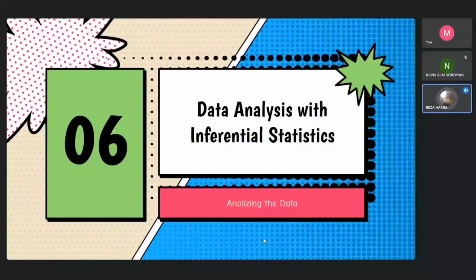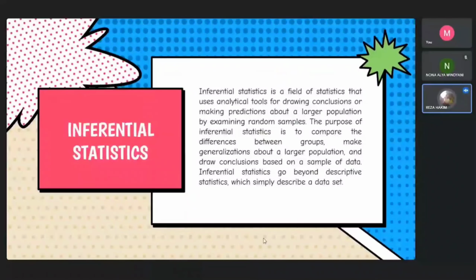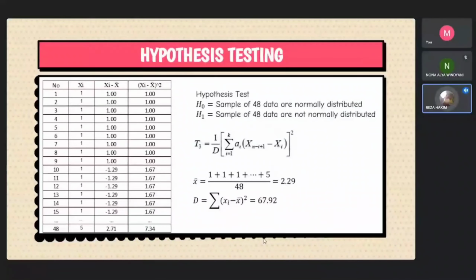And next we will discuss data analysis with inferential statistics. Inferential statistics is a field of statistics that uses analytical tools for drawing conclusions or making predictions about a large population. The purpose of inferential statistics is to compare the differences between groups, make generalizations about large populations, and draw conclusions based on a sample of the data. Inferential statistics go beyond descriptive statistics, which simply describe a dataset. And from this slide, it will be continued by my friend Brillian.